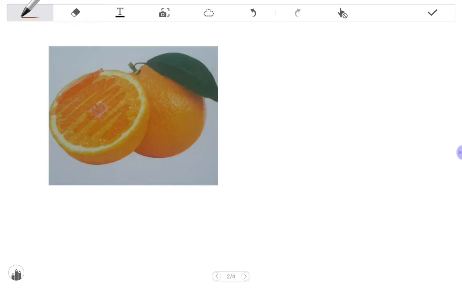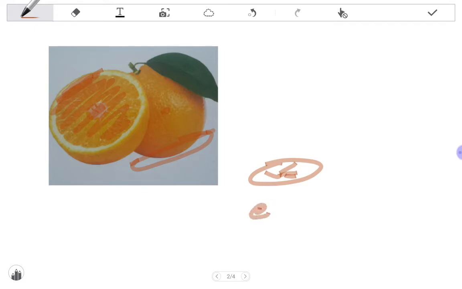So what if you make a cut like this? It will make a small piece. But it doesn't pass through the center of the orange, so the pieces will not be equal.